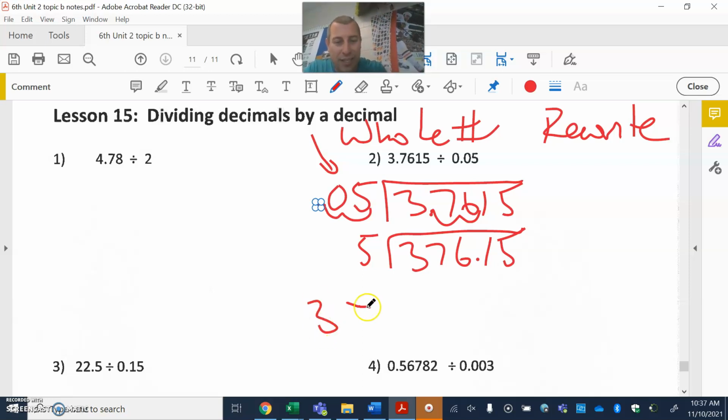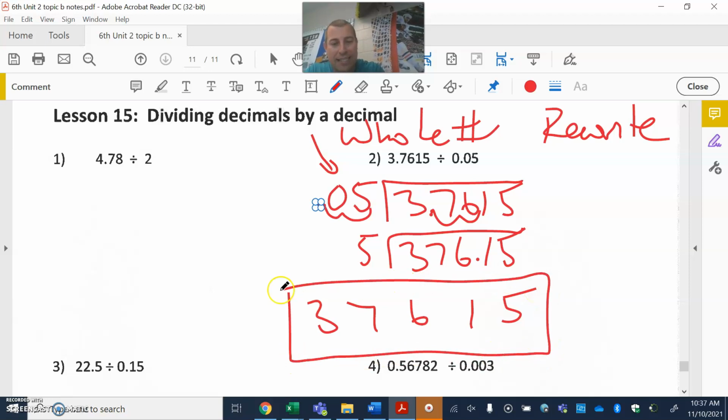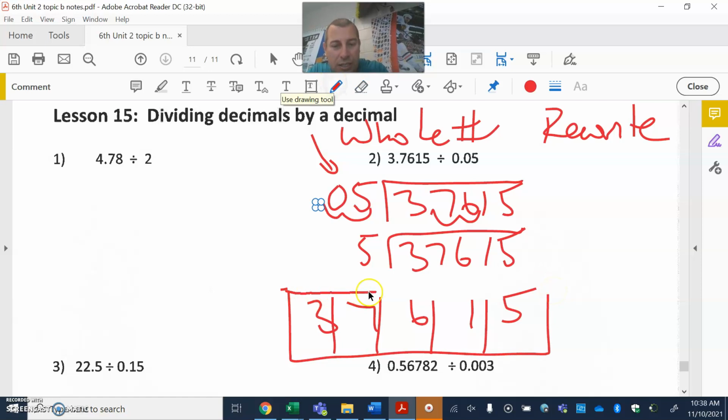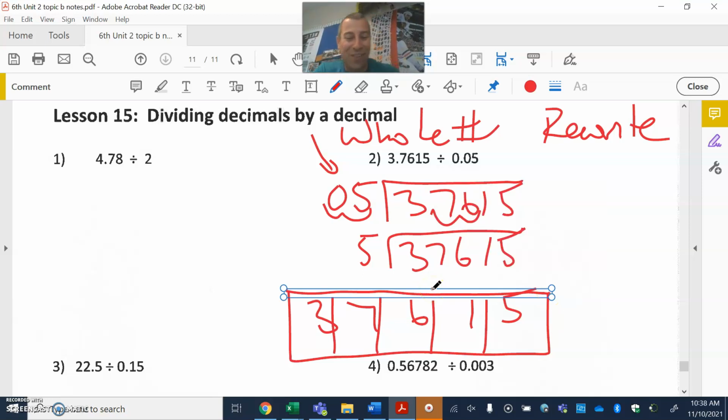So there's the 3, the 7, the 6, the 1, the 5. I've got my box. We're going to push that decimal straight up. It's between that 6 and the 1. Sometimes you have to space things out to give yourself some room above it. I've got a decimal there between the 6 and the 1. All right, I'm focused, I'm ready to go.